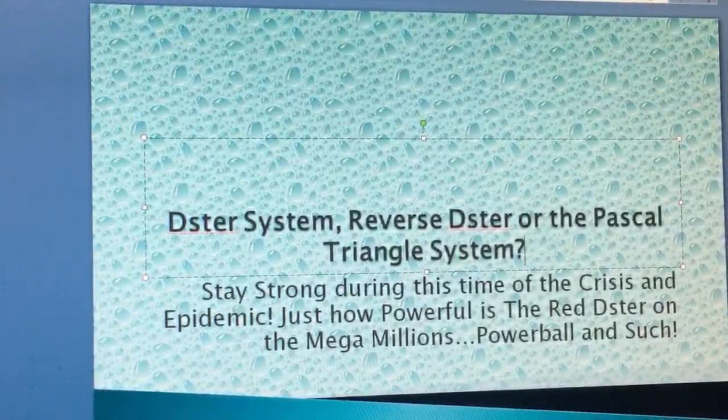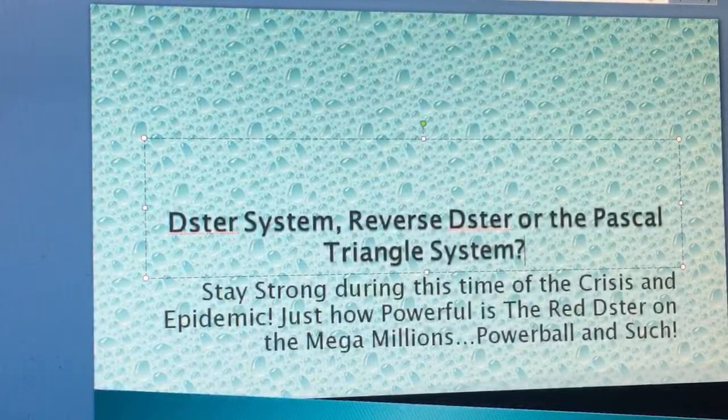Someone commented on various systems, and one of the systems they commented on is the Pascal Triangle system that they were using for the Mega Millions and Powerball. Now let's review similar systems. The Dster Triangle I've been using, showing you all week, all month long, and all year long. And the reverse Dster Triangle, I haven't been using that because the Dster system has been effective. And somebody just mentioned the Pascal Triangle system. Let's go through all three systems here.